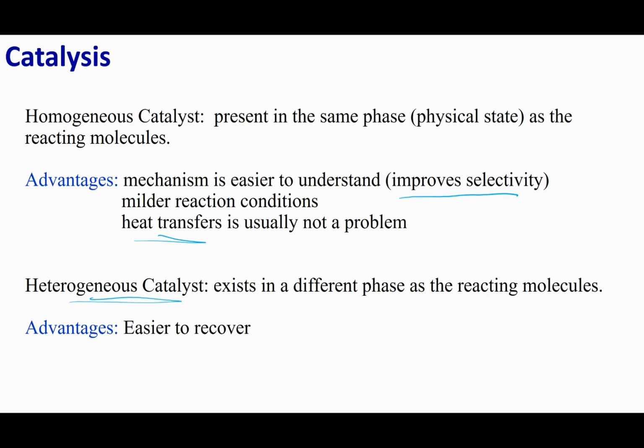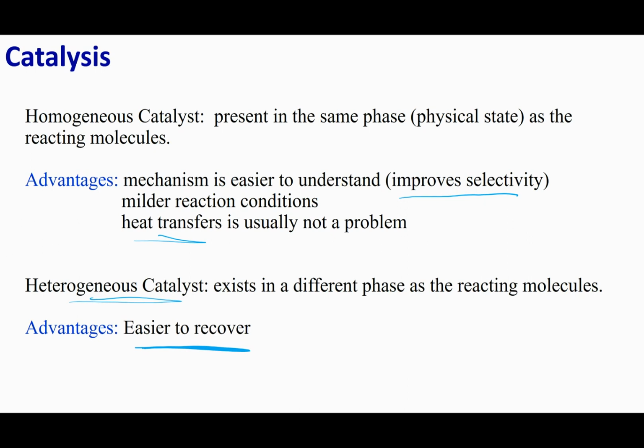Now, the heterogeneous catalyst is a catalyst that is in a different phase. So the idea here is if you had an aqueous reaction, you can have your catalyst that is stuck on this solid piece of material. You can stick that solid in, it catalyzes the reaction, and then you can pull that catalyst out. Now, the benefit to this is it's easier to recover. And this is a big deal when you're talking about industrial processes.